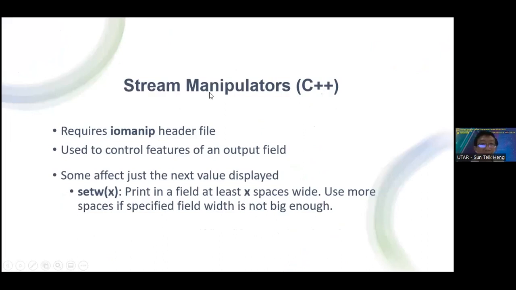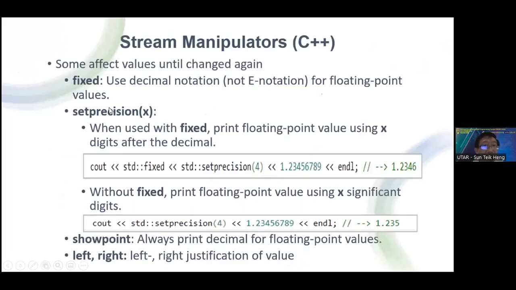And for the stream manipulators, when you want to manipulate streams in C++, you use the iomanip header file. You can use setw function to set the width. For example, you also have fixed and setprecision. When you use fixed together with setprecision 4, it means you fix it at 4 decimal places. But if you just use setprecision without the fixed, then this is 4 precision. You can see here 1, 2, 3, 4. Yeah, 4 precision.